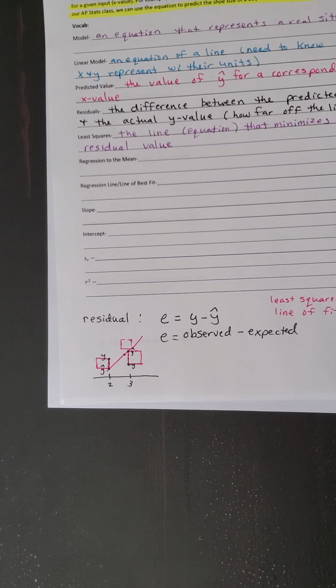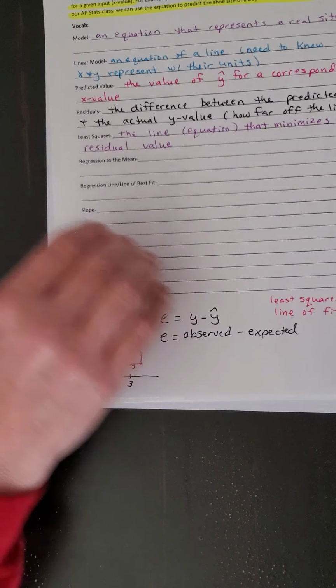Regression to the mean. It says because the correlation is always less than 1, each predicted y hat tends to be fewer standard deviations from its mean than its corresponding x was from its mean. It's called regression to the mean. I've really never seen that brought up before on an AP exam, but I'm going to go ahead and write it down.